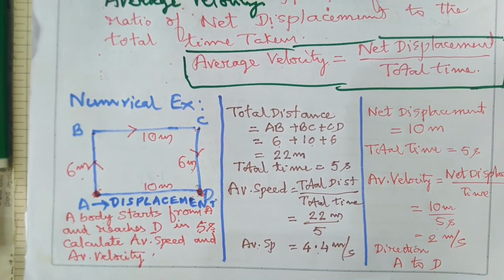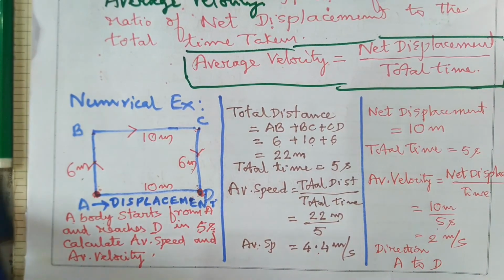This is one of the examples to compare total distance and net displacement, and also average speed and average velocity.